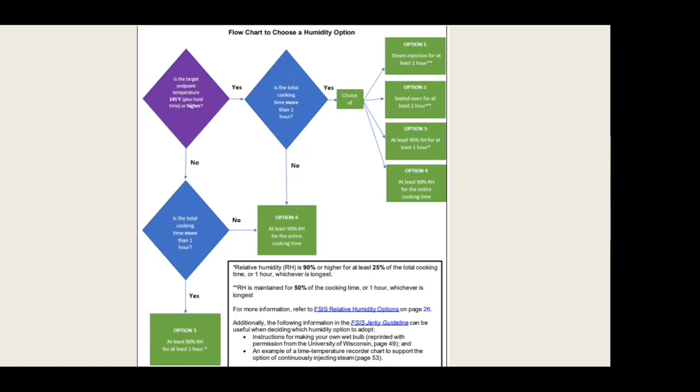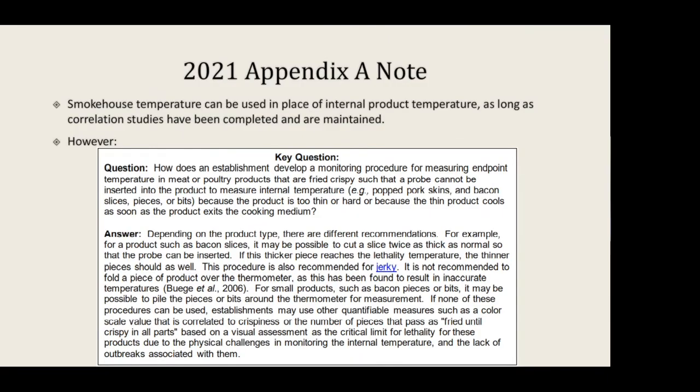Okay, so this slide here is just a reminder that smokehouse temperatures can be used in place of internal product temperature for meeting critical parameter number 2, which was lethality, as long as correlation studies have been completed and are maintained in plant. Additionally, the key question on this slide gives some more information on measuring endpoint temperature in products that are incredibly thin or where probing the product cannot be completed due to the physical characteristics of the product. Go ahead and pause the video now if you would like to review.